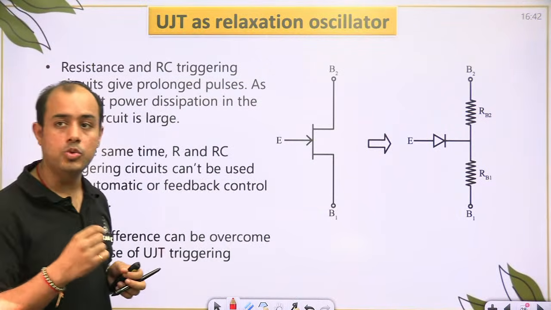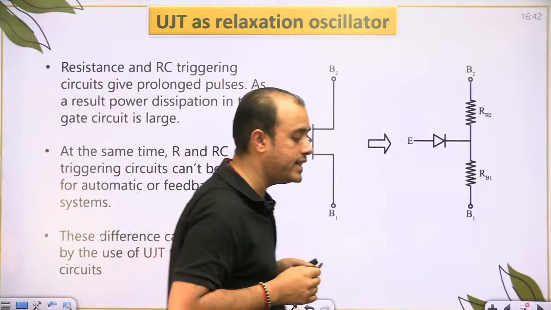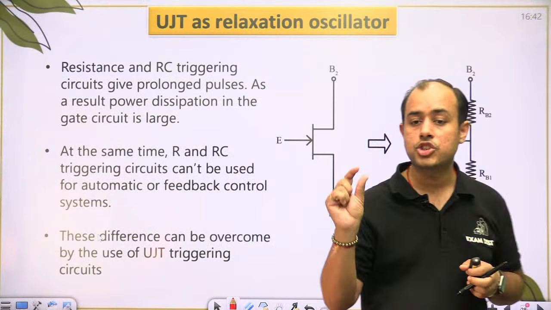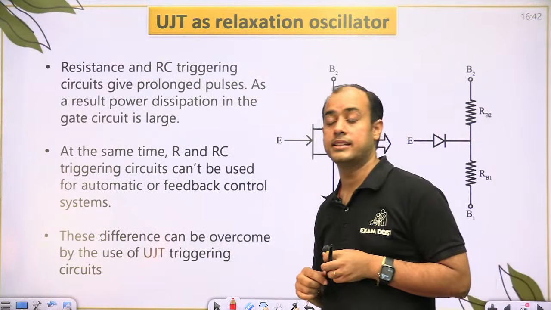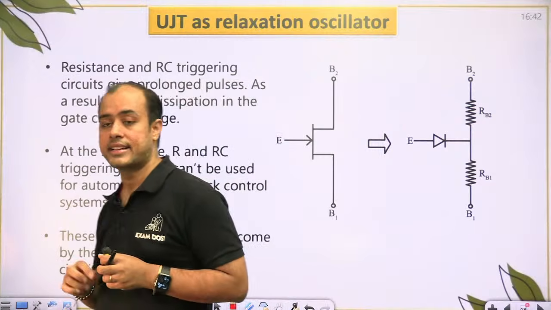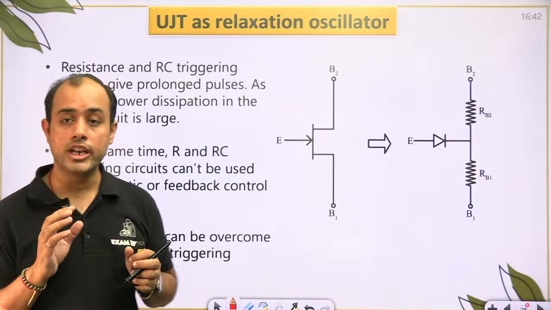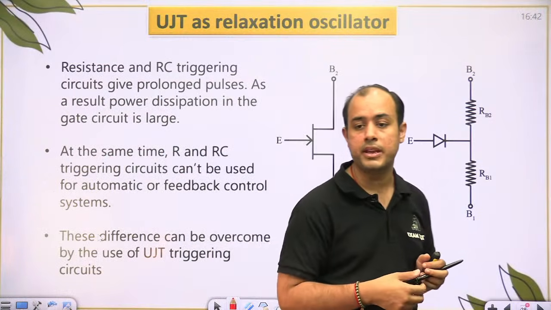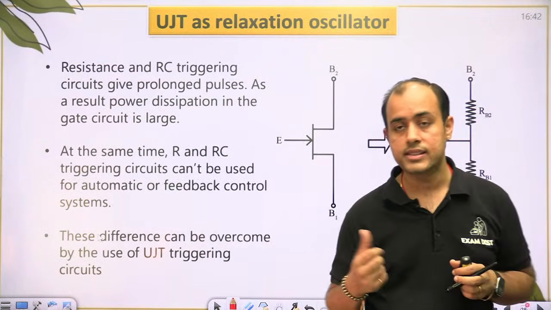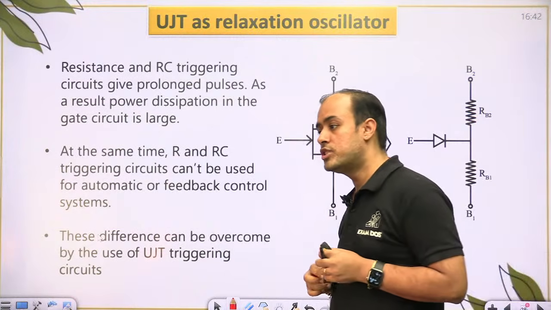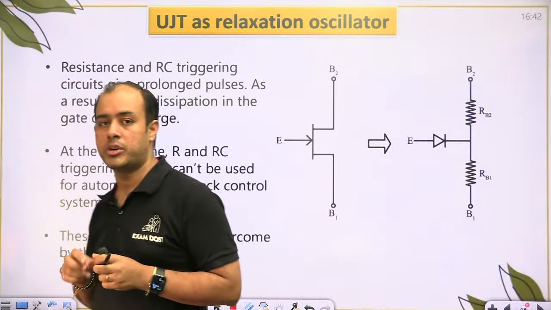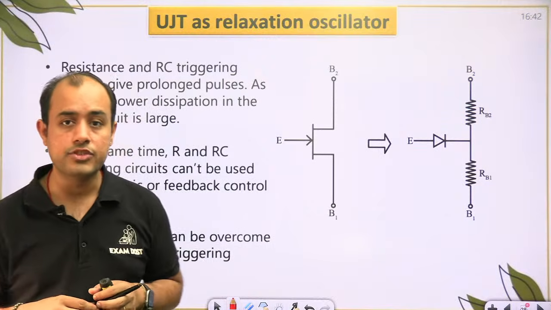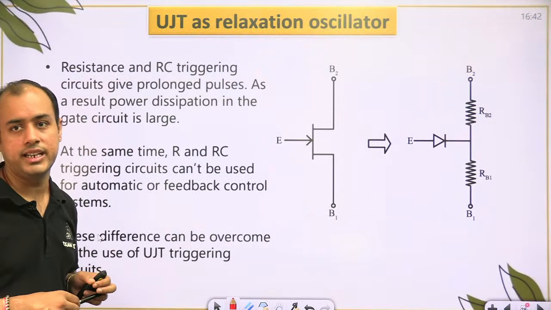Now beta, in uni-junction transistor, the advantage that we get is short duration gate pulses. In resistance and RC firing circuit, the duration of gate pulse is larger, which causes more power dissipation at the gate. It reduces the efficiency. But in UJT firing, we get short duration pulses by which we can increase the efficiency.